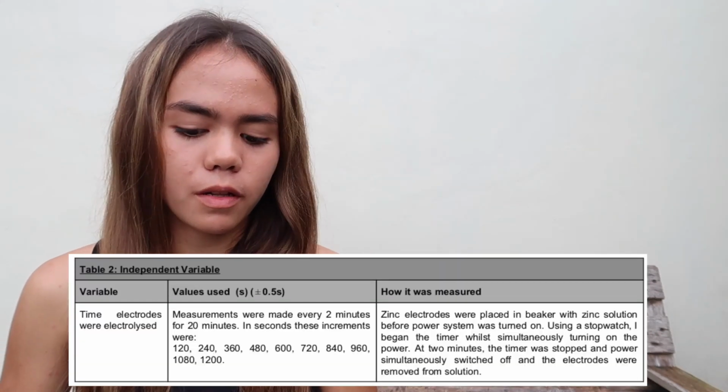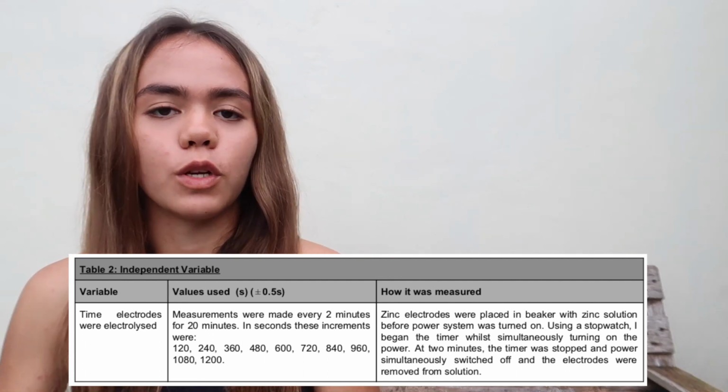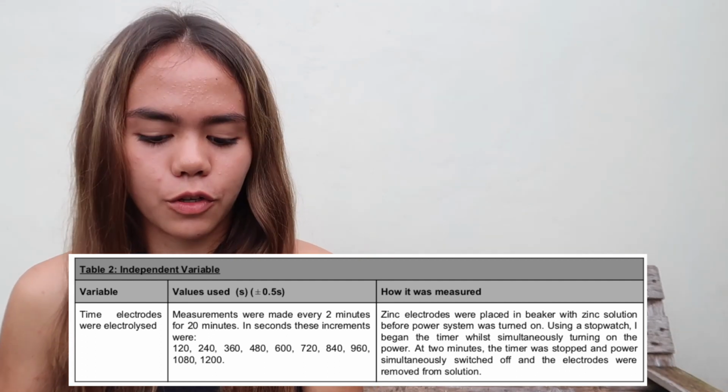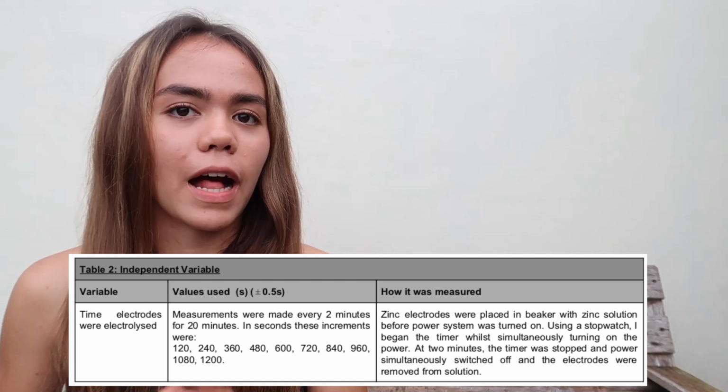Okay, so first we're going to be looking at how to structure the independent variable. So for the independent variable, what you're going to want to do is create a table with 3 columns. In the first column, you have the variable, in which you describe the independent variable that you are going to change. So for me, this was the time electrode. And then in the second column, you have the values that you used.